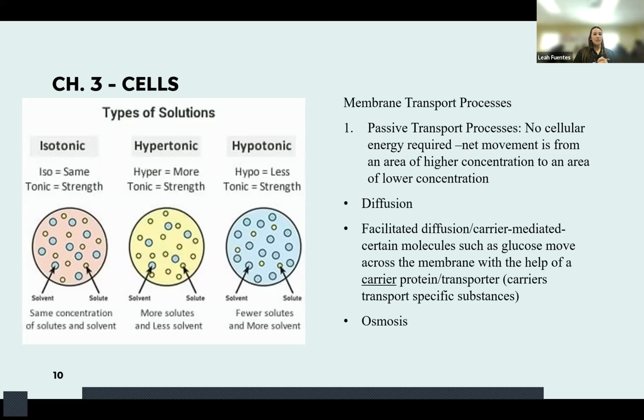And then hypotonic, so hypo, less. There are fewer solutes and more solvents. So hypotonic solutions contain less solutes than those found in the cell. Water moves into the cell, causing it to swell or burst. Another word that they use is lyse, L-Y-S-E, burst. So just in case you see that on the exam, lyse means burst, and crenate means to shrink.